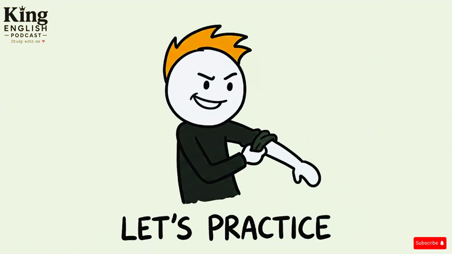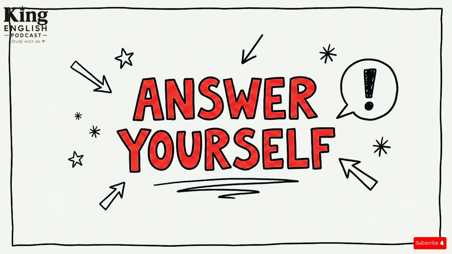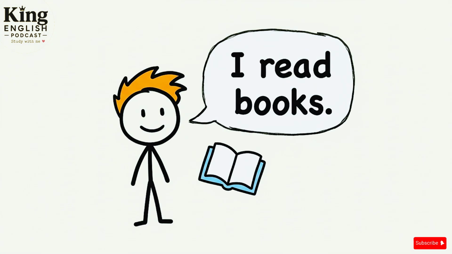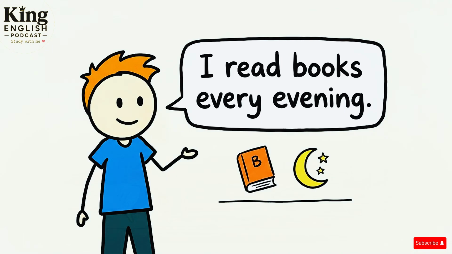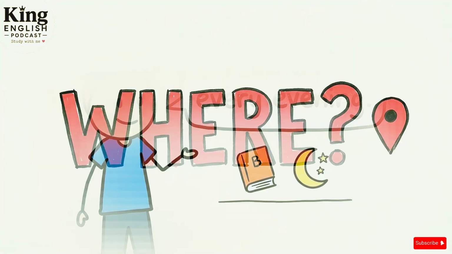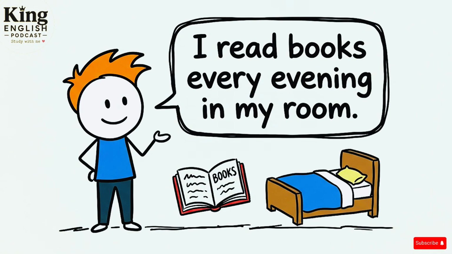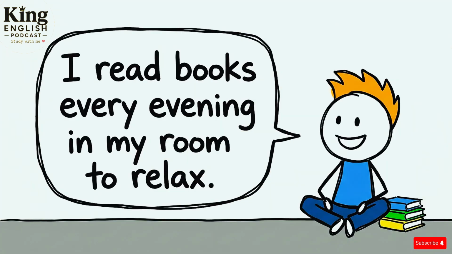Now let's practice. Here's my favorite technique. I call it ask yourself, answer yourself. Start with one tiny sentence. I read books. Now ask yourself questions. When? Every evening. I read books every evening. Where? In my room. I read books every evening in my room. Why? To relax. I read books every evening in my room to relax.